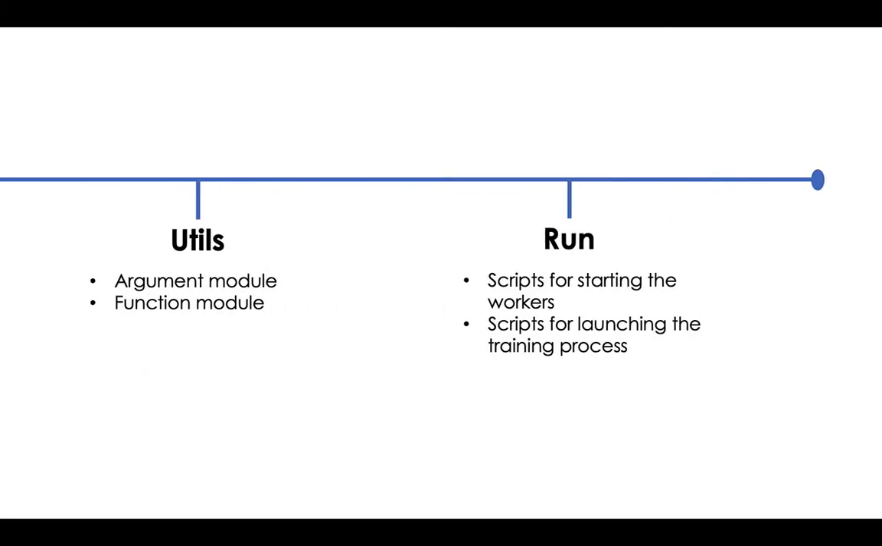We also have a utils package that contains some functions that we use in our framework, and also the arguments module. Here you can define your own arguments if you want. The main package, which is run, has the two main scripts that we execute: the first script starts the workers, and the second one launches the training process.